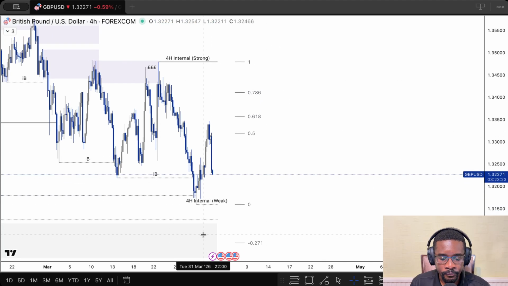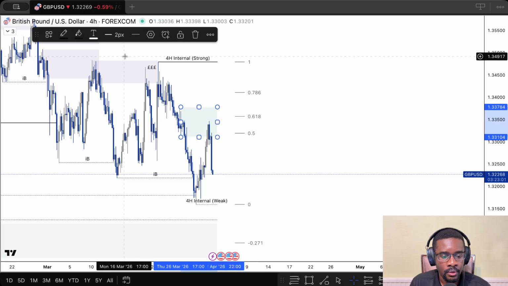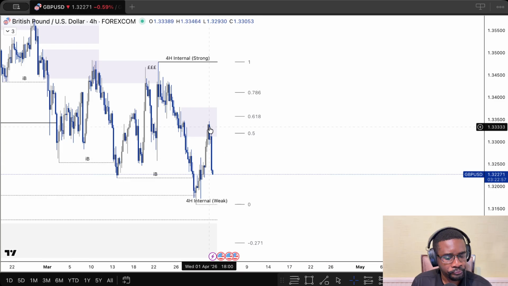This is the range we're in. Price is mitigated, equilibrium into premium. We could say, okay, this area right there, sweep. Okay, so let me just mark the area. Alright, so we could say, okay, just come into this area.